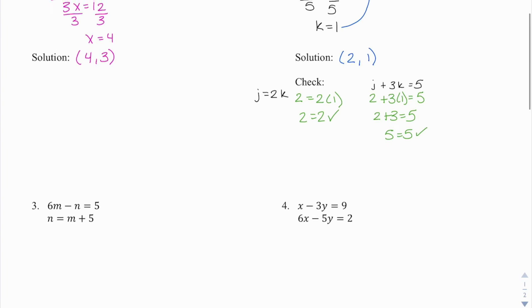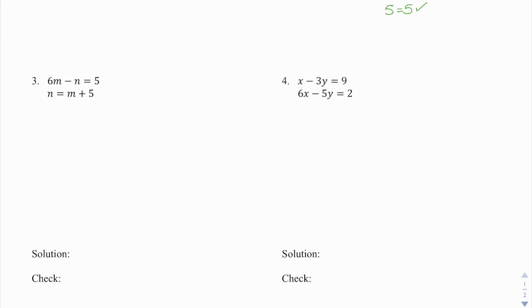So now I'm going to substitute something that has more than one term, which means there's a plus or minus sign involved in what I'm substituting. So my given equation, the first one is 6m minus n equals 5, and the second equation is n equals m plus 5. Since I have n equals, I can replace the n in the first equation with what it equals. Please remember, use parentheses when you substitute.